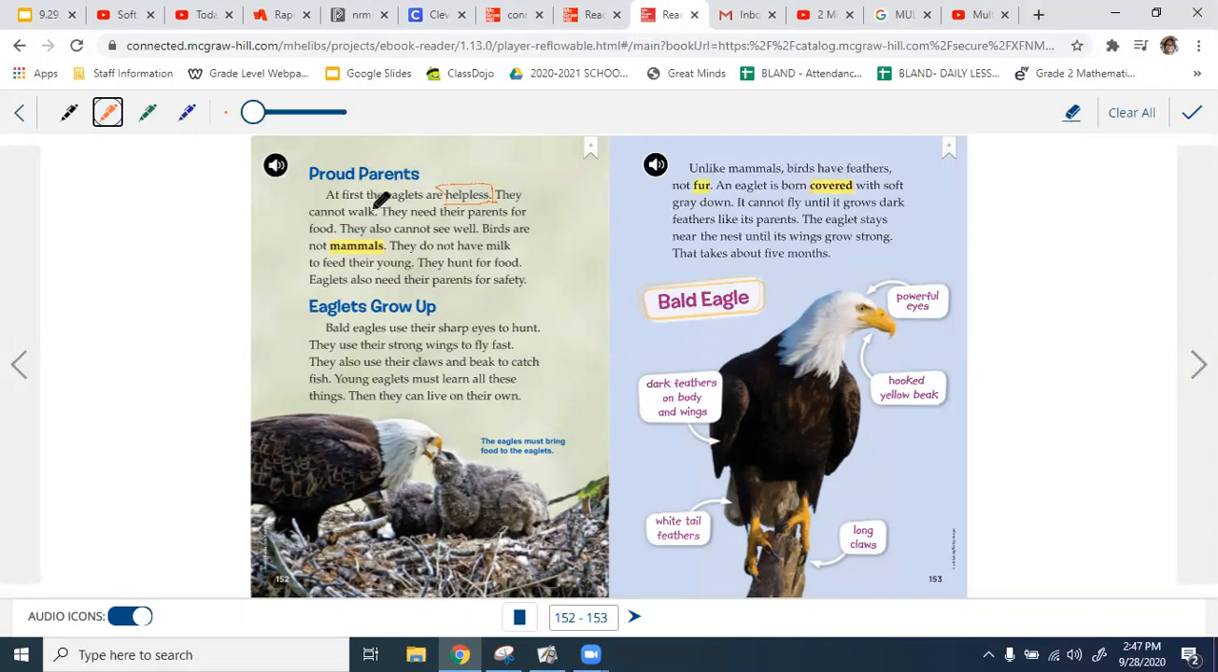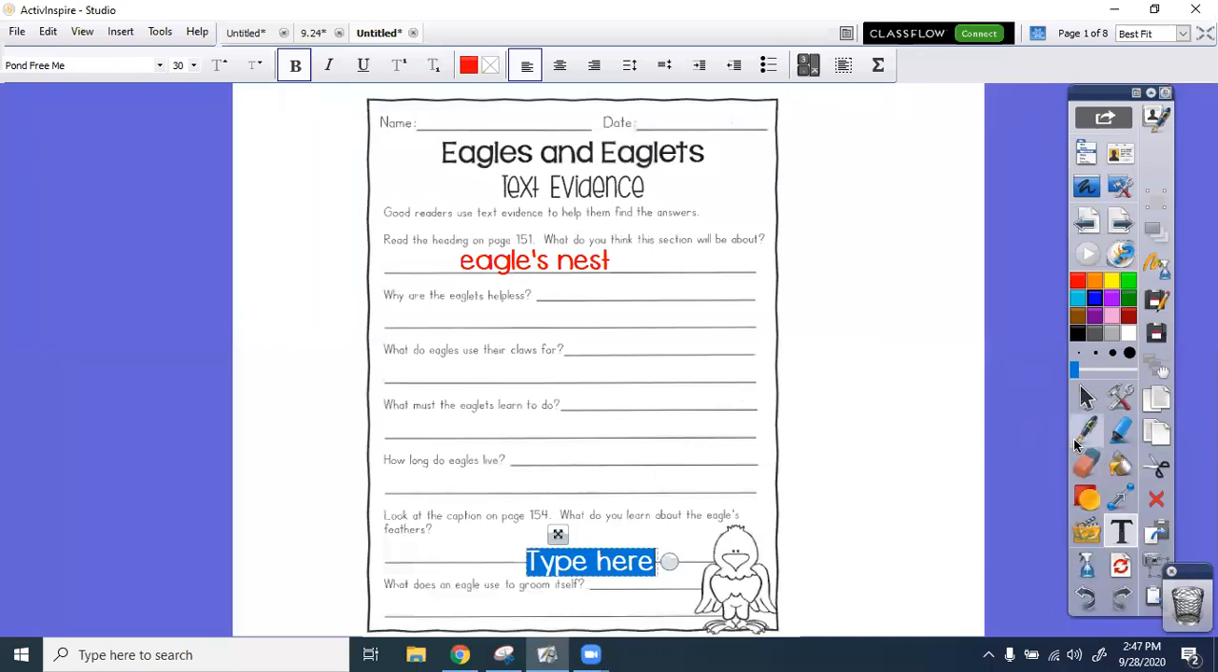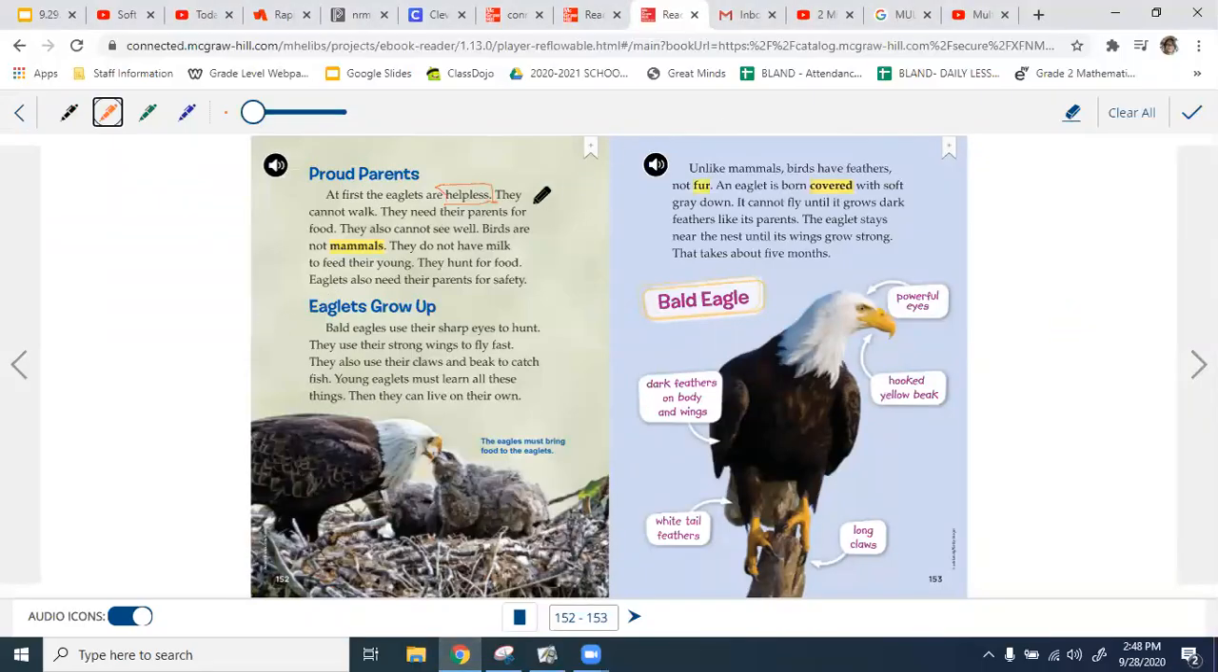They cannot walk. They need their parents for food. They also cannot see well. Oh my goodness. So there's several things that make them helpless. You need to choose two of them to go on the line. So there were several answers. We're on number two. Why are the eaglets helpless? You need to choose two. I see several. I see because they cannot walk. That's one. I see because they need their parents for food. That's two. And they cannot see well. That's three. Choose two of those answers to go on your paper.